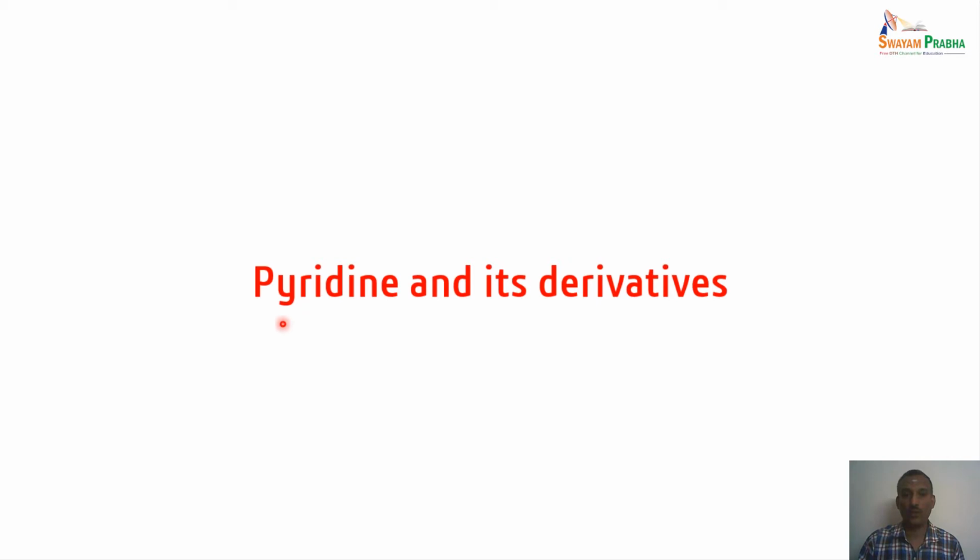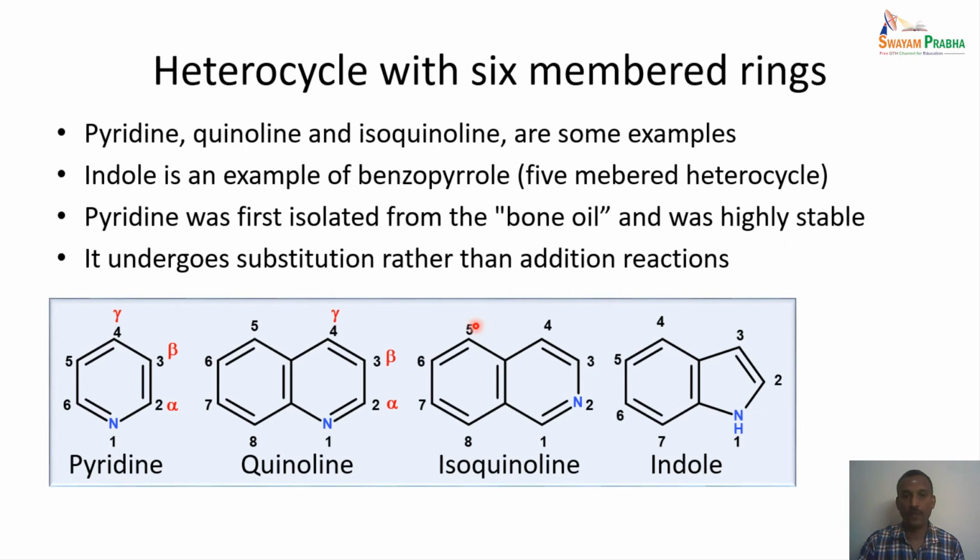Now we are going to look at pyridine and its derivatives. Pyridine belongs to 6-membered rings. So here we will be studying heterocycles with 6-membered rings. Pyridine, quinoline and isoquinoline are some of the examples. The structures are shown here. Pyridine has a 6-membered ring with one heteroatom, that is nitrogen. Quinoline and isoquinoline have two 6-membered rings, and only the position of nitrogen is changed. Both of them have only one nitrogen.